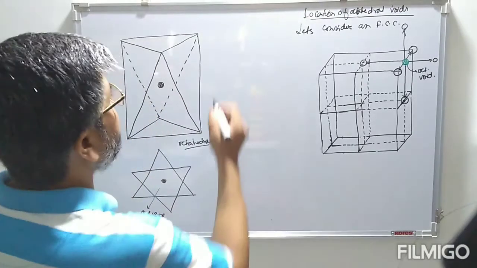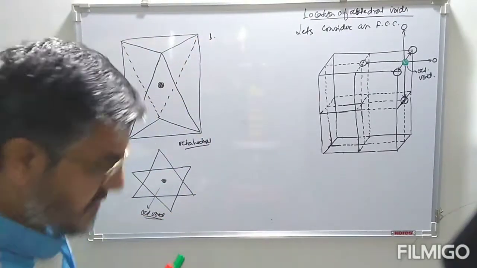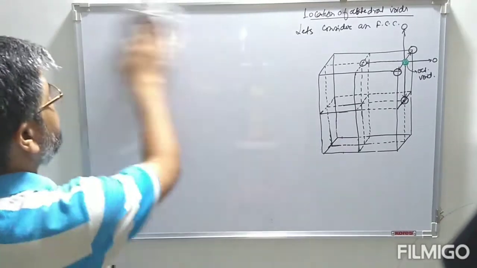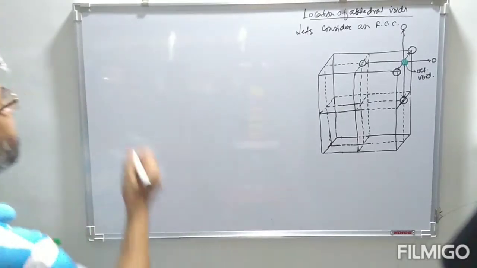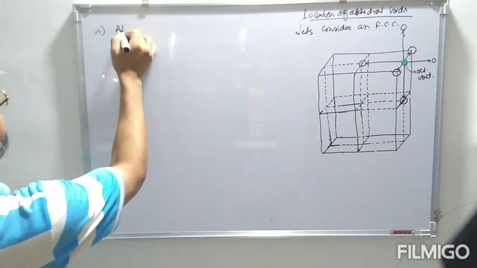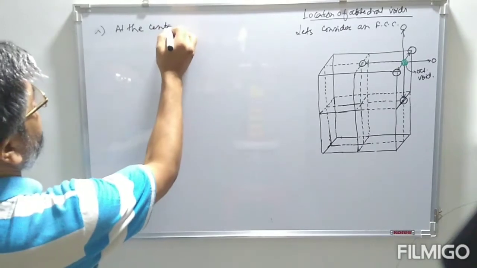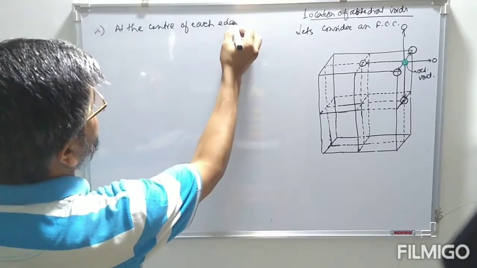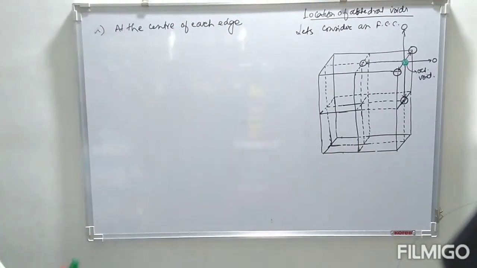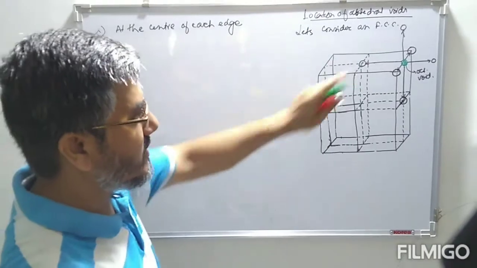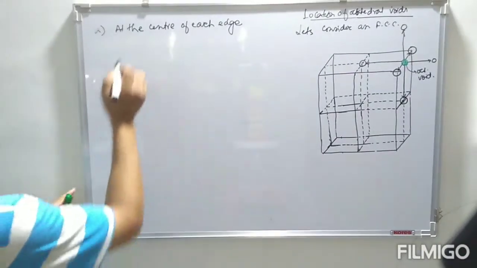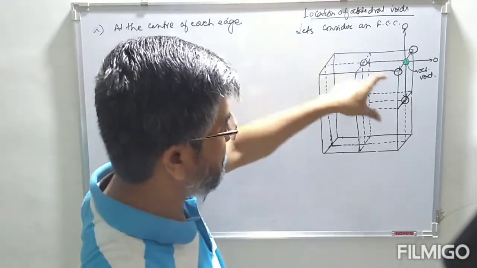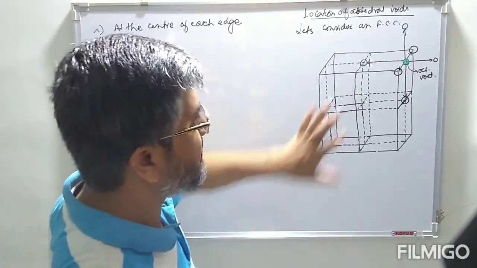So as far as location is concerned, the first location is at the center of each edge. At the center of each edge, we have an octahedral void. So let's see the contribution of octahedral voids coming from this edge. So in a perfect cube, how many edges are there?